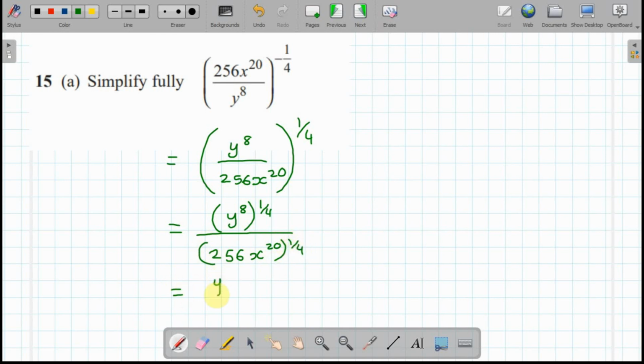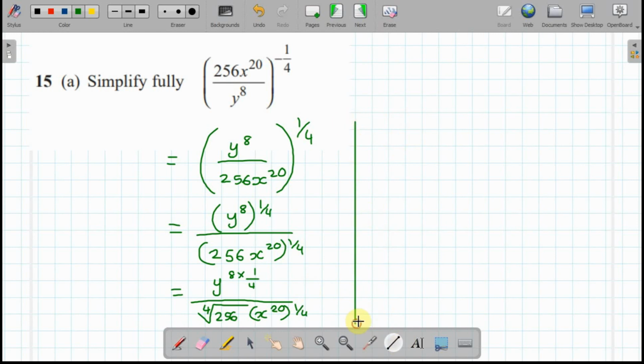This would be y to the power 8 times a quarter over, now in terms of the number, it's the fourth root. So the denominator of the fraction, which is a power, represents what root it will be. Fourth root of 256 times x to the power 20 to the power a quarter. Can you see how I've dealt with the letter differently and the number differently?